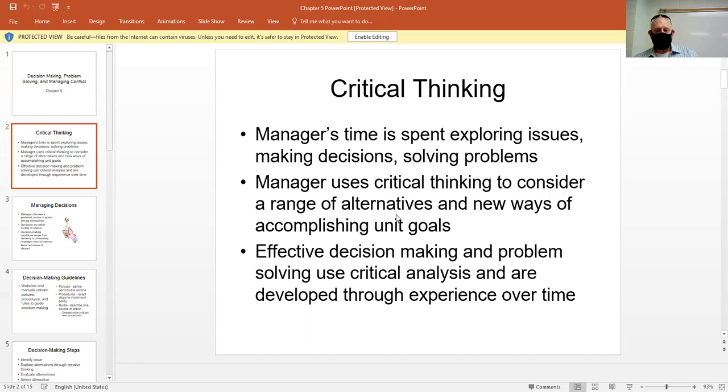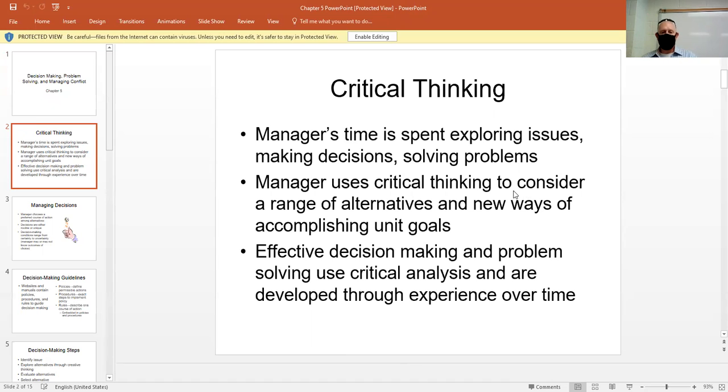Effective decision making and problem solving use critical analysis, which is a little more than critical thinking. Critical analysis is where you take your critical thinking and actually you might have to get a piece of paper and look at the pros, cons, and think about which one is going to win out. And when you're trying to make a decision, analysis is taking the things that you thought about and really diving into potential outcomes.